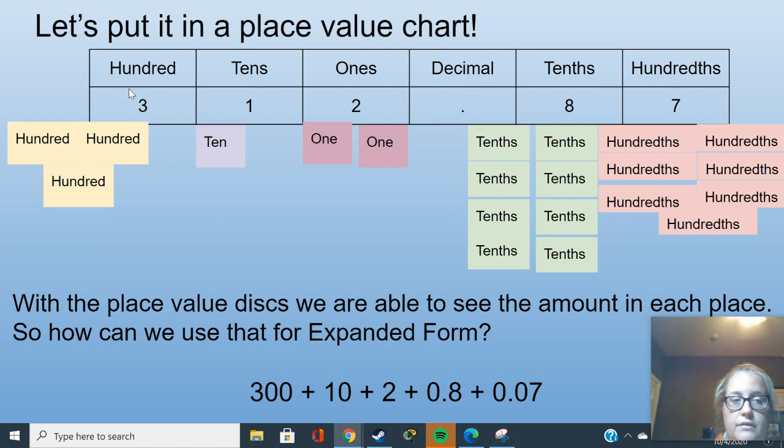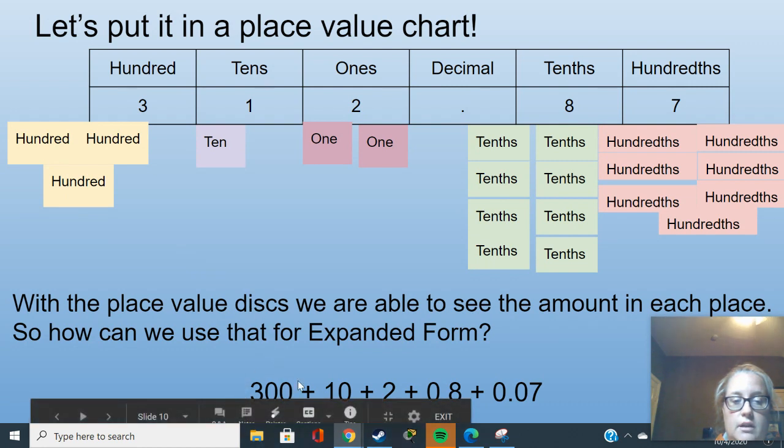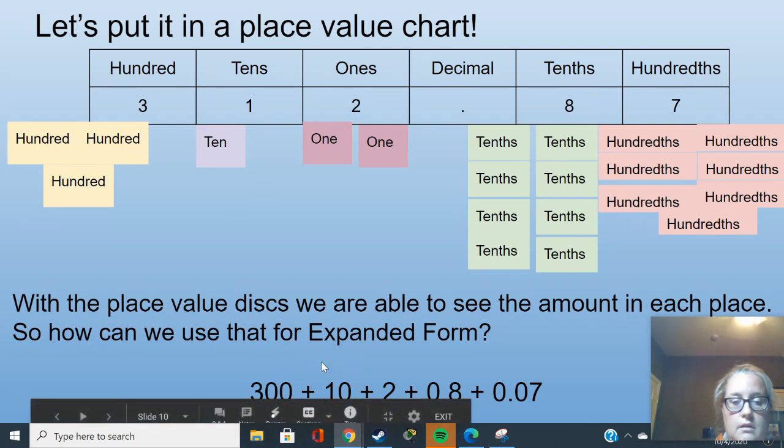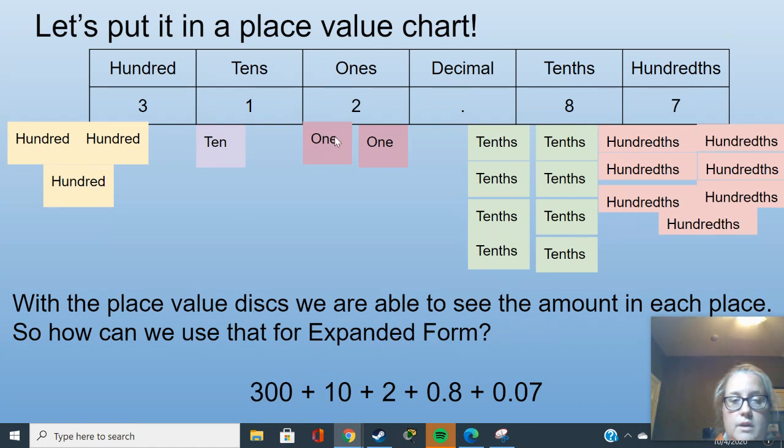Well, I know I have 300. So if I counted by hundreds, 100, 200, 300, I should have 300. And look, it's right there. Plus 10. Well, if I count by tens one time, 10. There it is right there. Plus 2 ones. I'm going to count by ones 2 times. 1, 2. There's my 2.